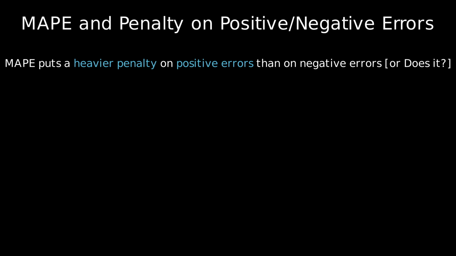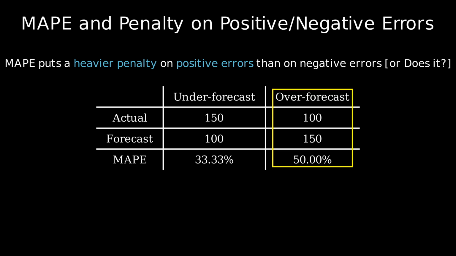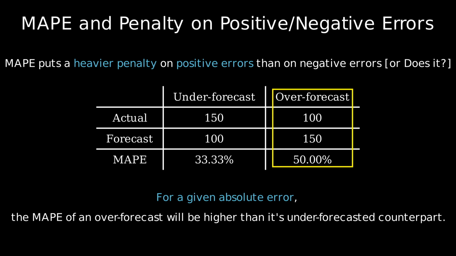Let's say that we have a quantity whose actual value is 150, and our under-forecasted value is 100, giving a MAPE of 33%. Now, if we swap the actual and forecasted values, the MAPE of the over-forecasted value will be higher simply because we are dividing the same absolute error with a lower actual value. So we can state that for a given amount of absolute error, the MAPE of an over-forecast will be higher than its under-forecast counterpart. And this is what is meant by the phrase in those papers.